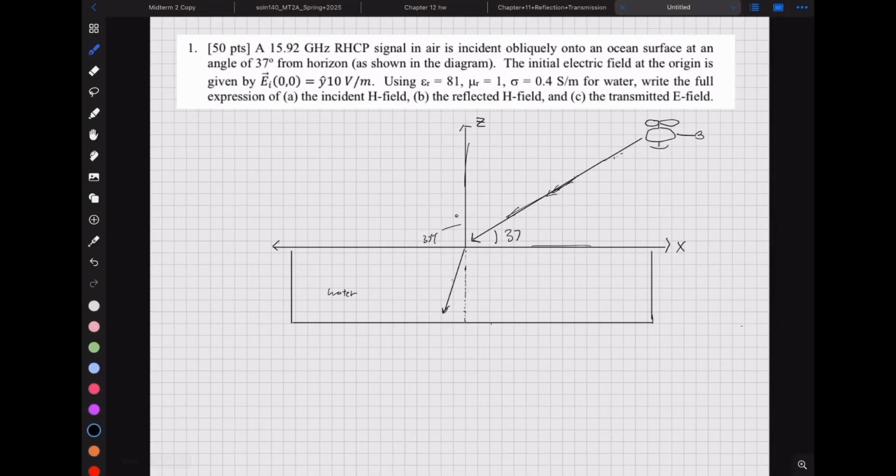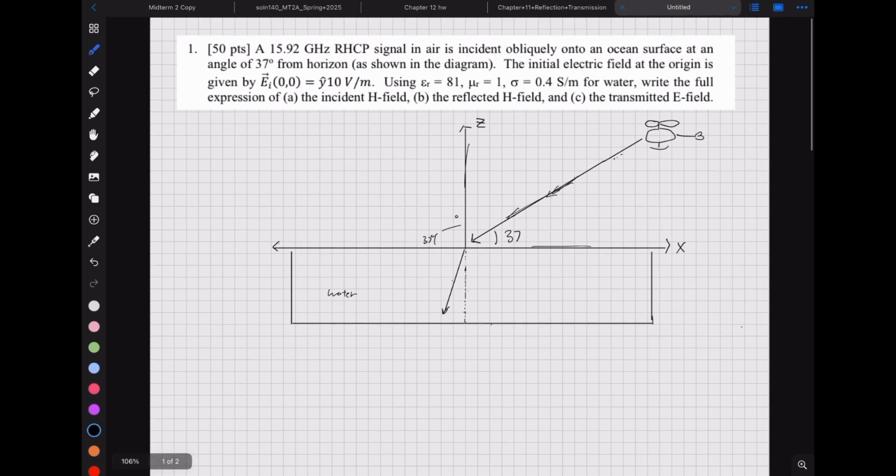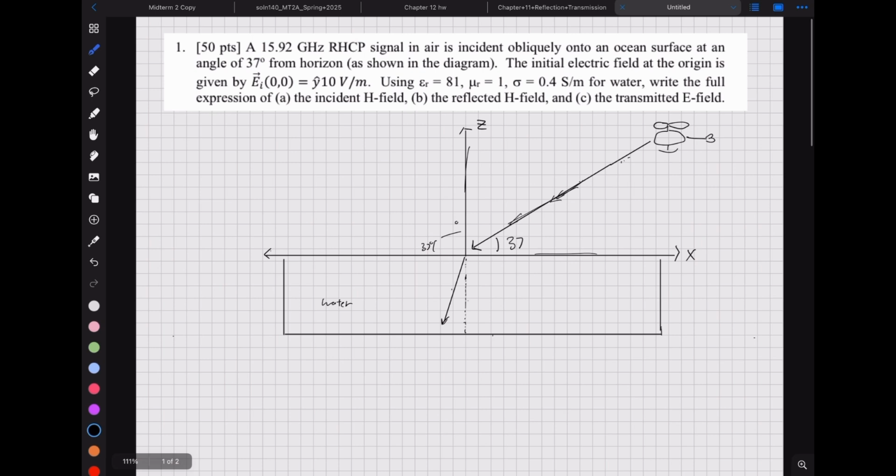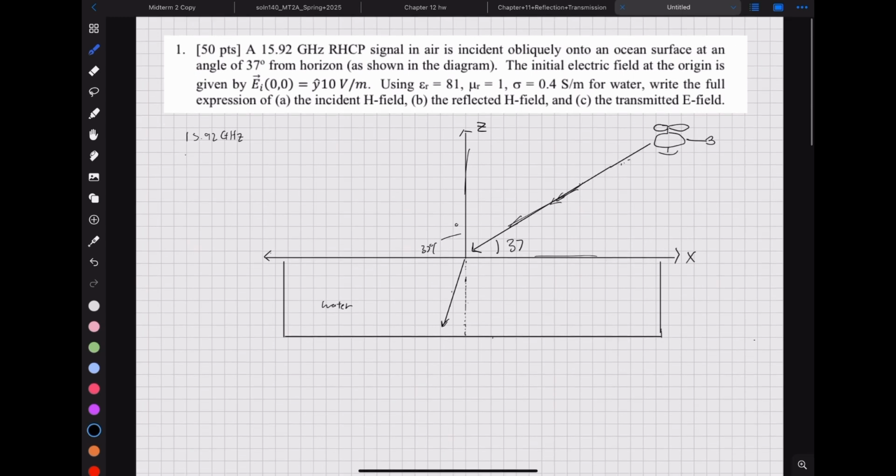We're going to be doing problem 2a, the first problem on midterm 2. We're told to find the incident H field given these numbers. So I'd start off with the givens. We've got 15.92 gigahertz. We have E of I at 10.